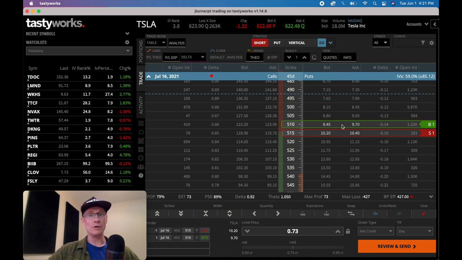Unlike a naked put, if you sell a naked put and you don't have this protection, you could wake up in the morning and the stock could be at 200 and you're liable for the whole thing. So put spreads are a great way to cap your risk, collect some premium, and trade a very small account, because a lot of you don't have large accounts.